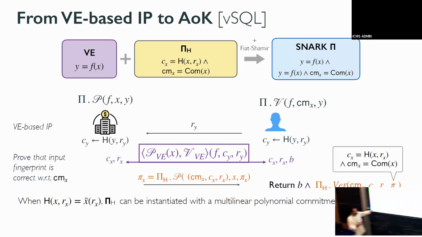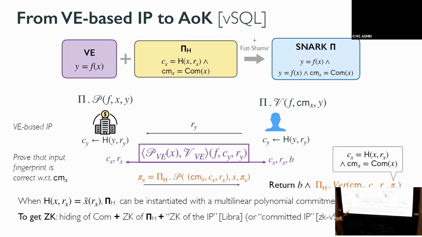And the nice thing is that when this fingerprinting function is this multilinear polynomial evaluation, that yellow object is a multilinear polynomial commitment. So it's not a fancy SNARK. It's really this very simple object, because you're not using a hash function. There is no hash. The hash function is computing the polynomial evaluation.